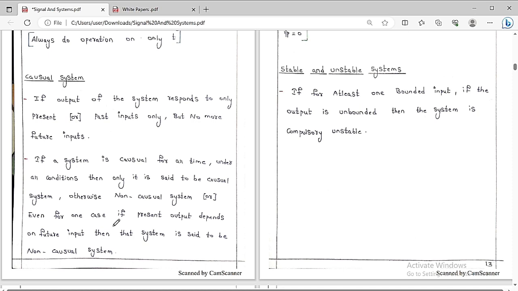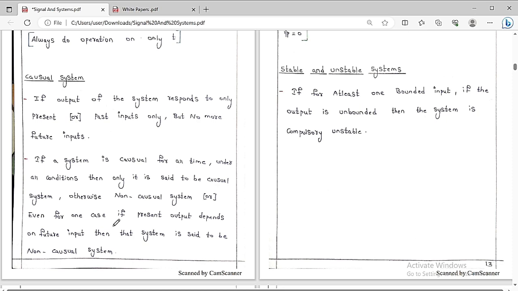A causal system means if the present output is independent of the future values of the input, then we can say it is a causal system. But if the present output depends upon the future values of the input, then we can say it is a non-causal system. To tell whether the given system is causal or not, for each and every time, you need to check whether the present output depends on the past values of the input or not.